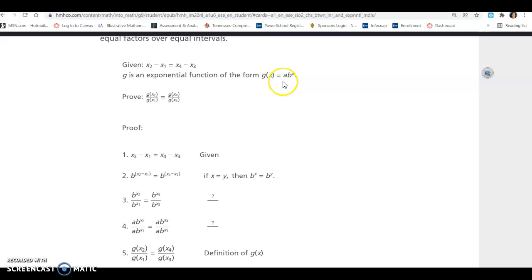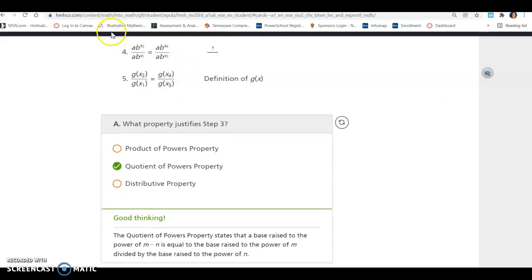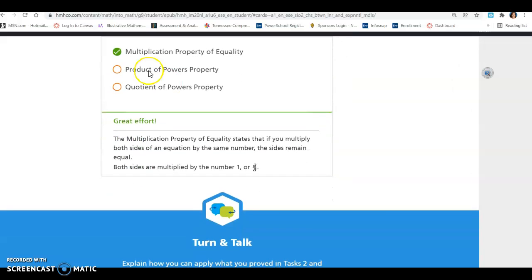Now a b to the x power is just the definition of our function. So g of x equals a b to the x power, and the subscript just indicates which x value it is. When we get to step 5, g of x2 is a b to the x2, and here we've got a b to the x1, that's g of x1, and so on. So that's just the definition of g of x. Again, g of x is like y equals, so given the x values that we started with, we can rewrite it as y over y equals y over y. That is all for task 3. If you have any questions, please let me know.